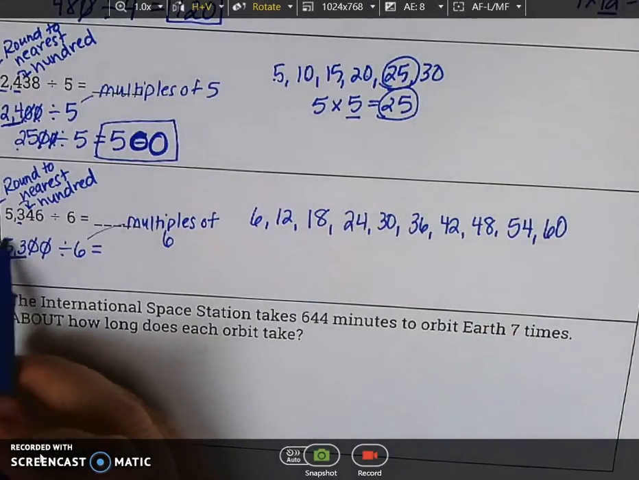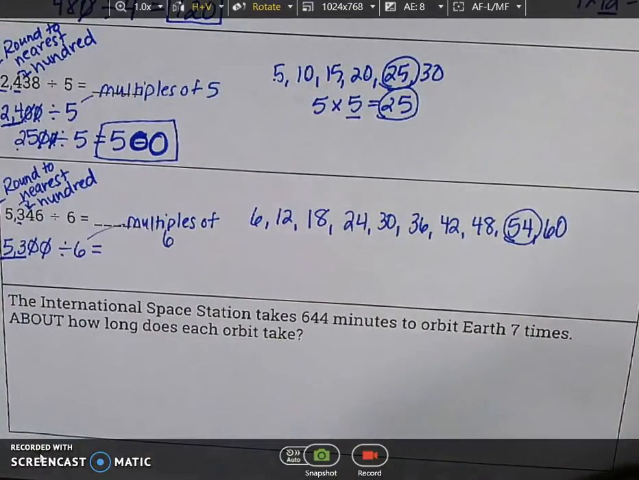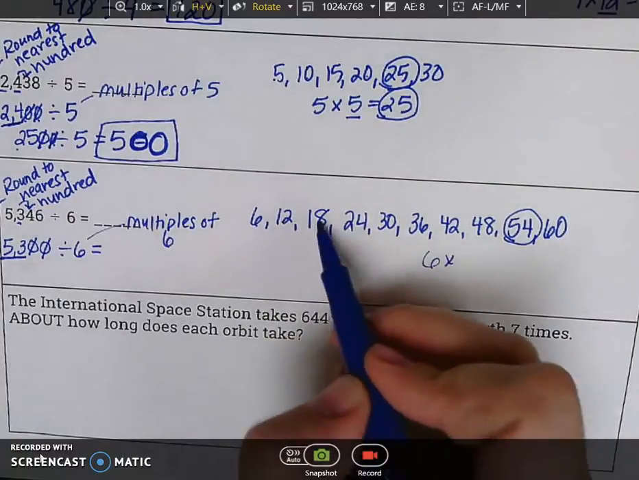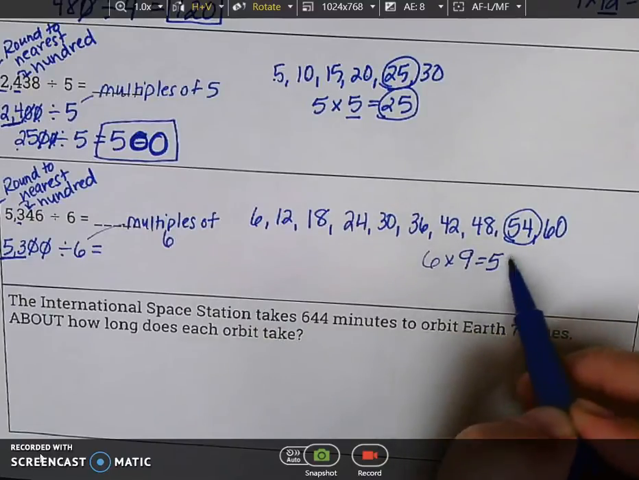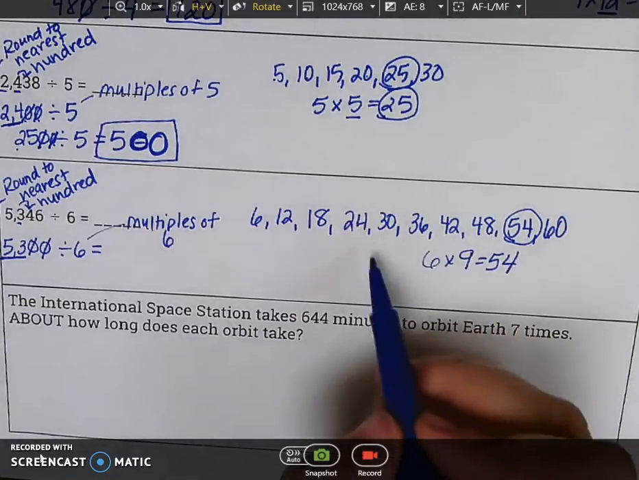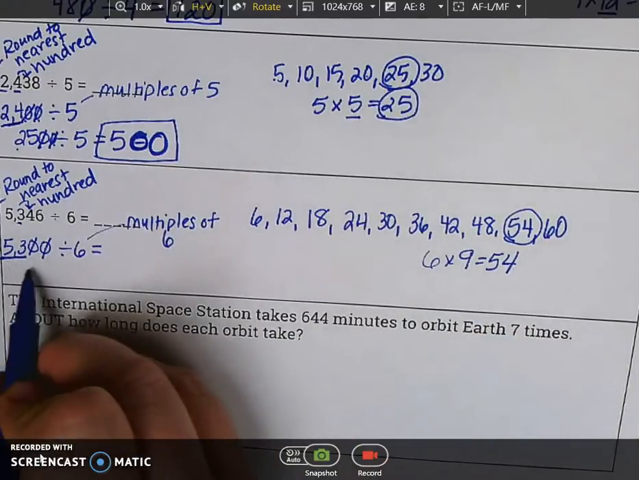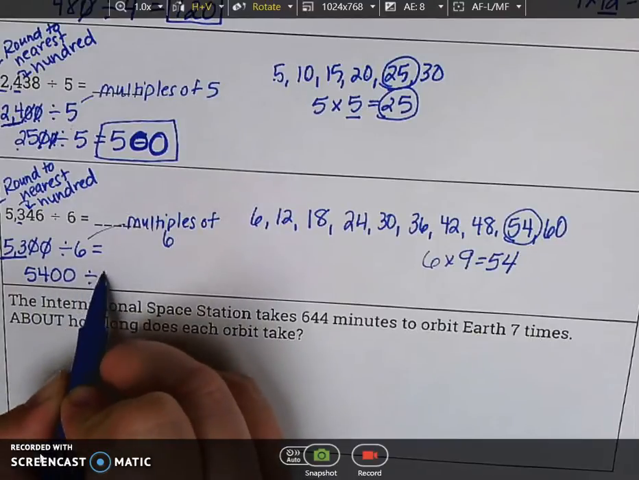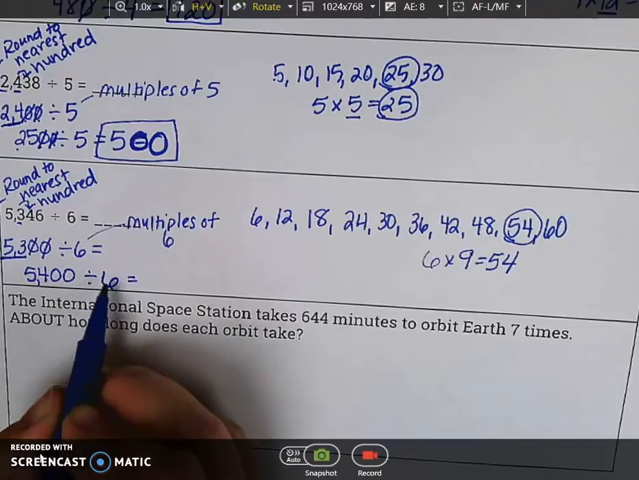So as close as I can get to 53, I could get to 54. That's as close as I can get. And 54 would be 6 times 1, 2, 3, 4, 5, 6, 7, 8, 9. 6 times 9 is 54. So that's as close as I can get when I get to multiples of 6. So the 53 turns to a 54. Don't forget those zeros. So now I'm doing 5,400 divided by 6.